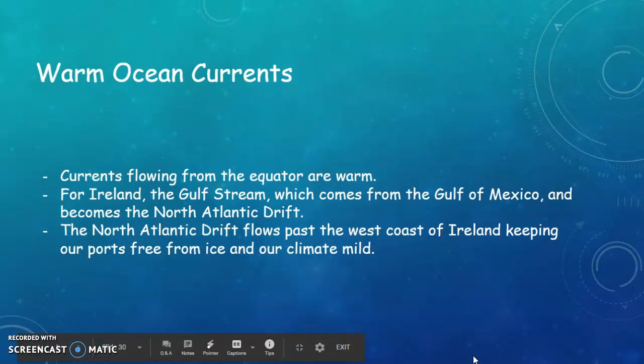Other areas that don't have the North Atlantic Drift or another warm ocean current, who are at a similar latitude as us, tend to have ports that get very, very icy in wintertime. And we don't. We barely get any snow, and when we do, it's an event. So a lot of that is because of the North Atlantic Drift and the Gulf Stream.